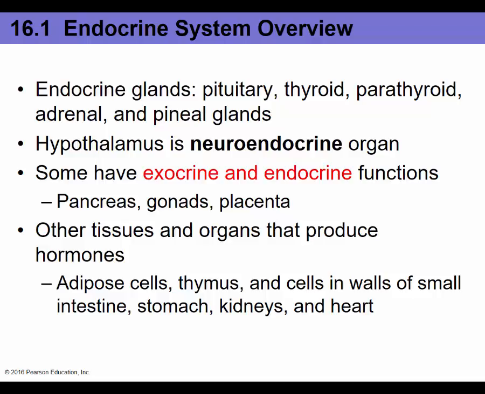So we call the hypothalamus a neuroendocrine organ because it's not only detecting impulses in the nervous system, information coming in and modulating information coming up sensory pathways, but it's also detecting hormone levels in the blood. So it's a control center for parts of the autonomic nervous system as well as the endocrine system.